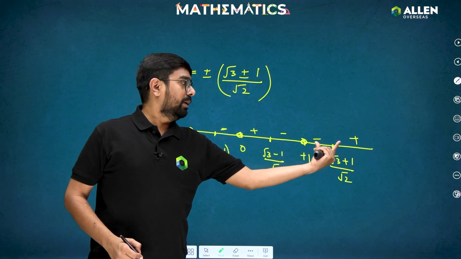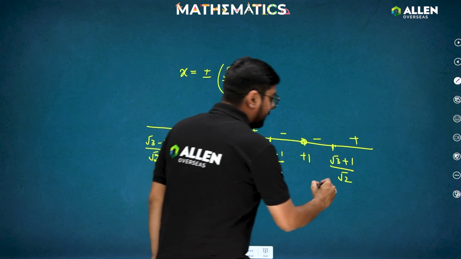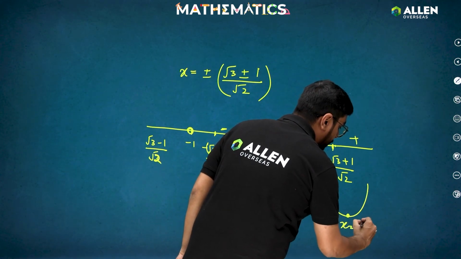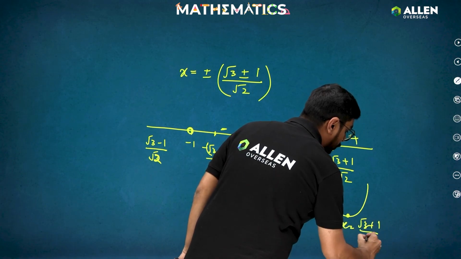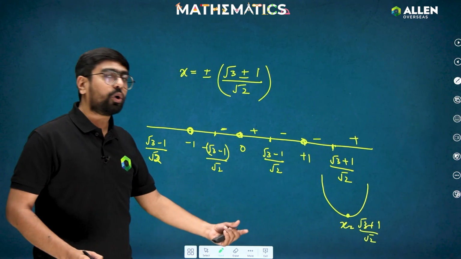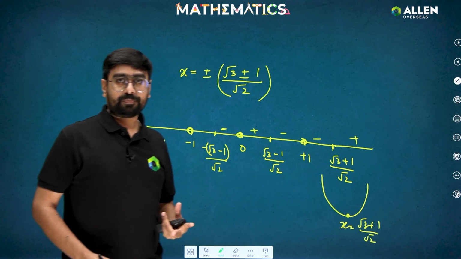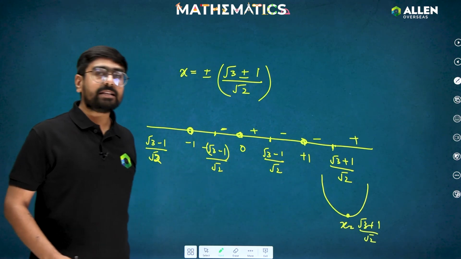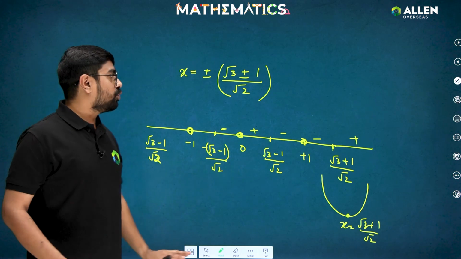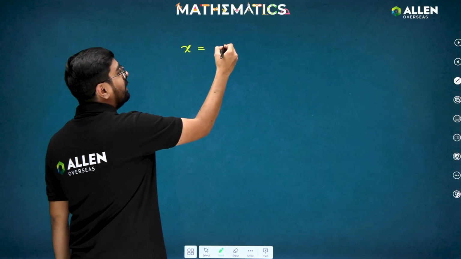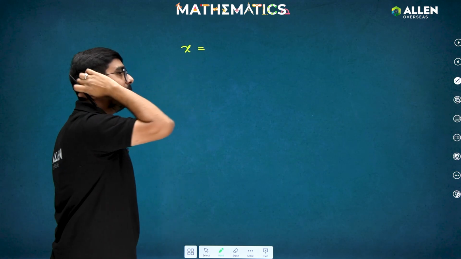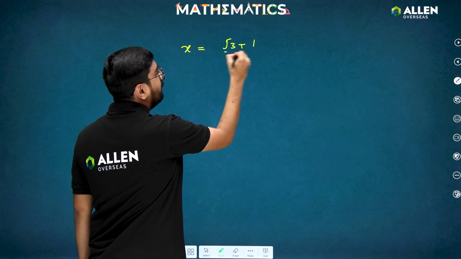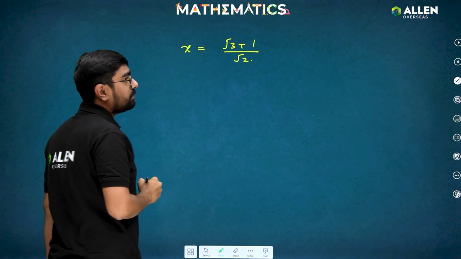The sign is changing to positive over here. So here the sign is from negative to positive. X is equal to root 3 plus 1 by square root 2 is your point of local minima. What is the point? The point of local minima is x equals root 3 plus 1 by square root 2. So my point at which f dash x is equal to 0 and I am getting a local minimum is x equal to root 3 plus 1 by square root 2.